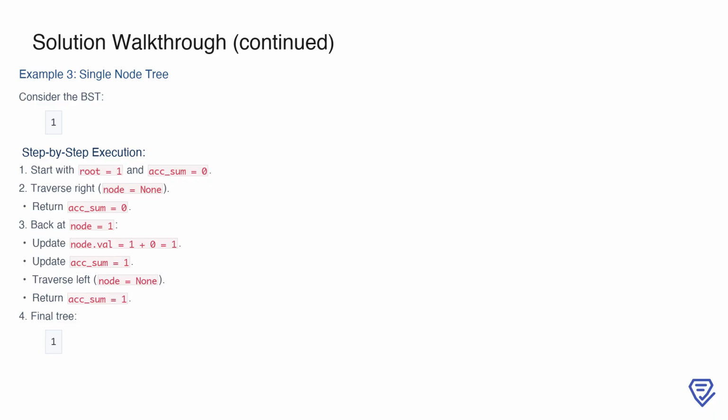Next, we attempt to traverse the left subtree of the root, but since there's no left child, we return the accumulated sum of 1. The transformation is now complete, and the tree remains as a single node with the value 1. This example demonstrates that the algorithm works seamlessly even for the smallest trees.